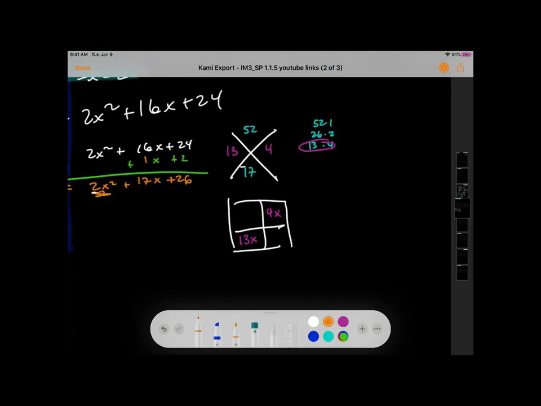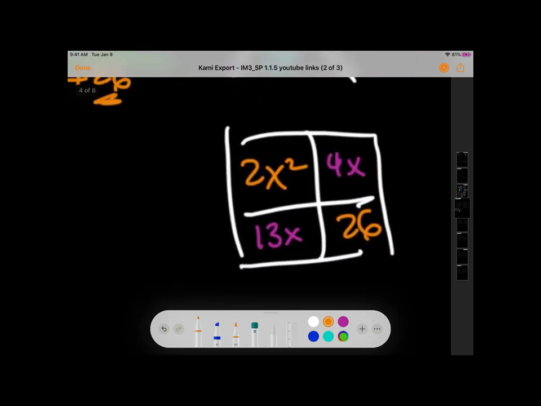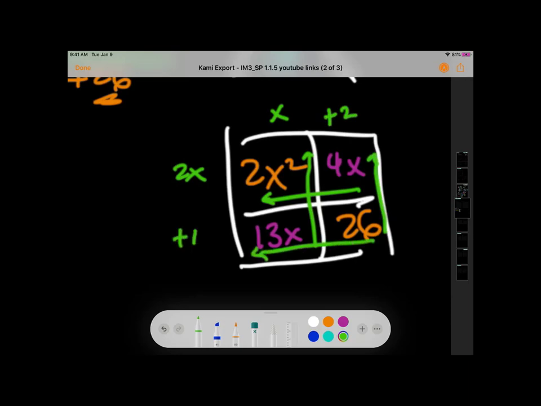I'm going to take those values from over there, 2x squared and the 26. We're trying to solve this, and the easiest way is by factoring. So let's go ahead and solve this. GCF this way gives me a 2x. GCF this way gives me an x. Going this direction, I have a 2, and this direction I have a 13.